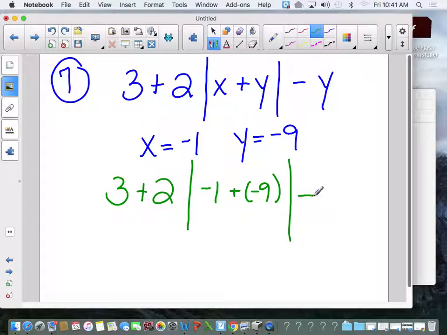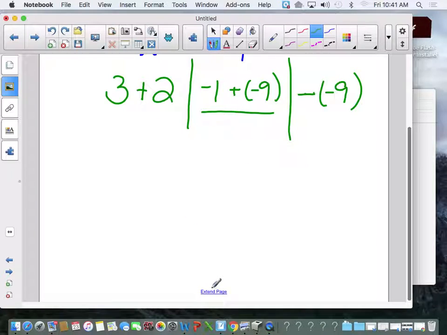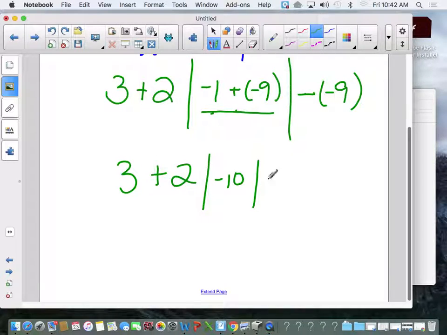And then I have minus, I cannot forget this minus sign. It has to come down with it, a negative 9, because y equals negative 9. Now, when I go to do this, I need to do grouping first. So I'm inside the parentheses, or in this case, it's an absolute value. Negative 1 plus a negative 9 is a negative 10. So I'm taking the absolute value of negative 10. Here I have 3 plus 2 times the absolute value of negative 10 minus a negative 9.